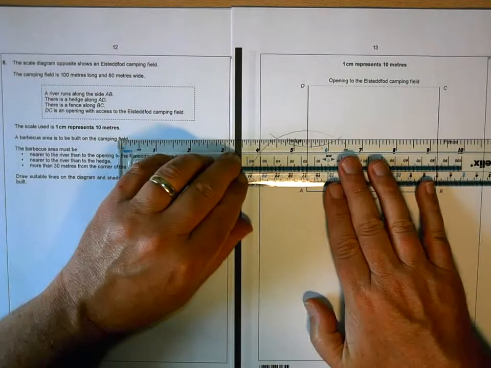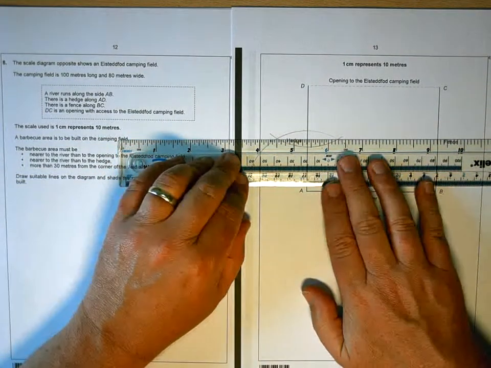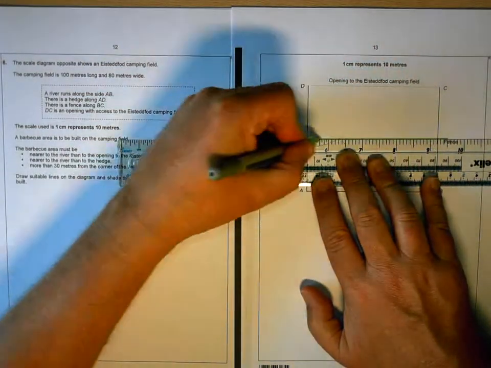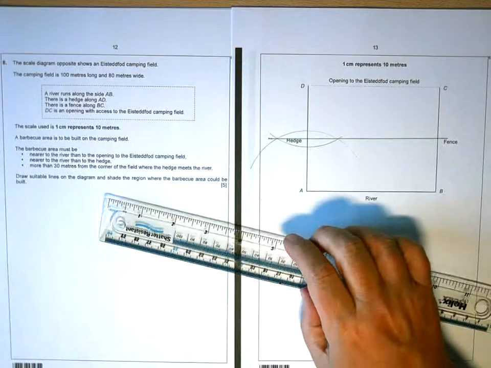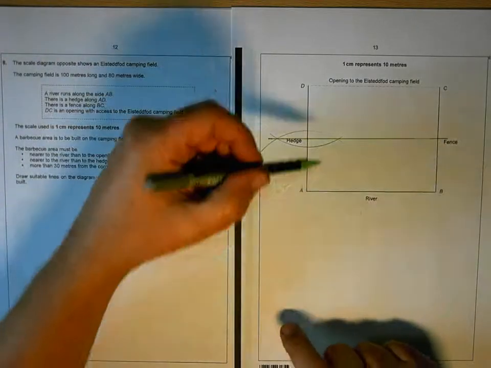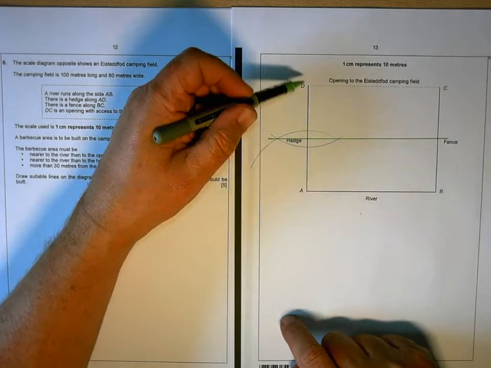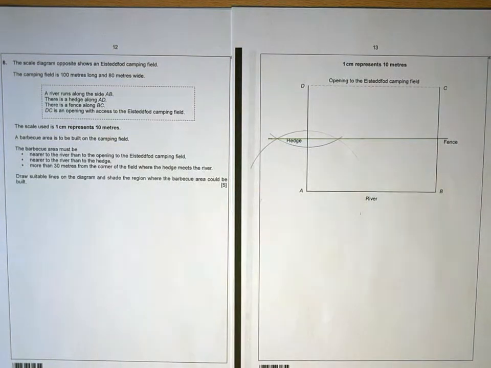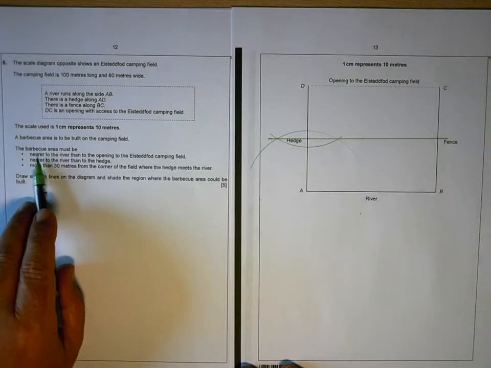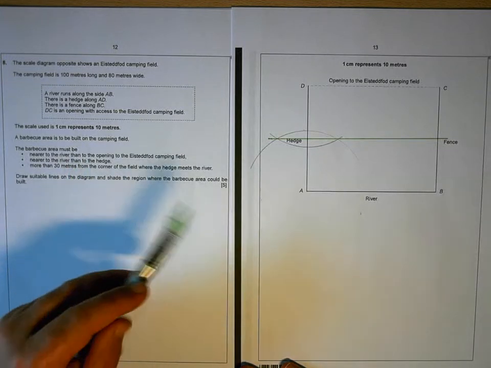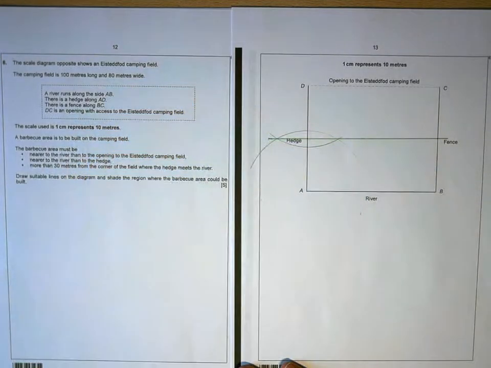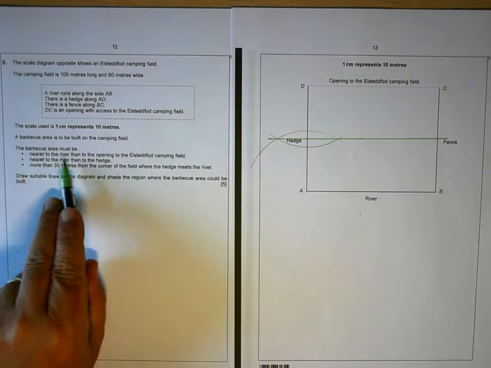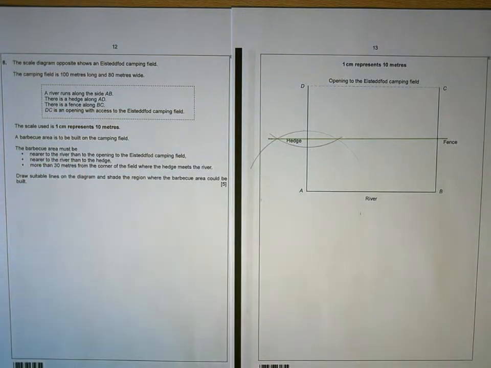Now if I draw a line running through those two crossing points right the way across the shape, the rectangle, that line is exactly halfway between A and D, and because it's a rectangle, it's exactly halfway between B and C. So if we want the barbecue area to be nearer to the river, then it needs to be this side of that dividing line. So we'll deal with the region afterwards. So that's the dividing line for that first one.